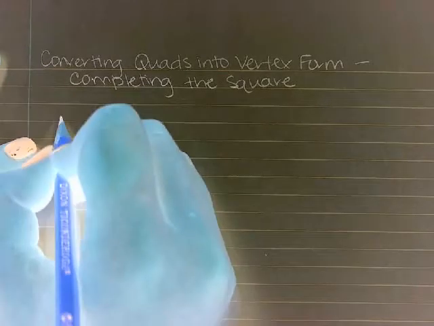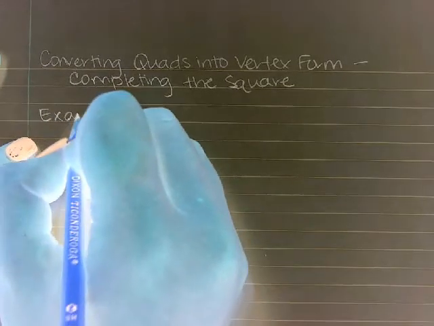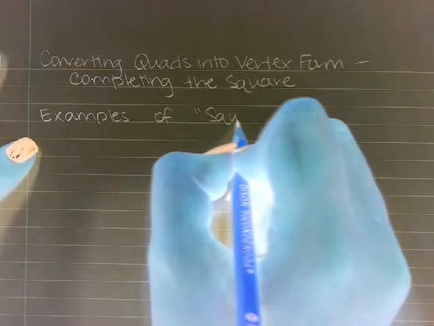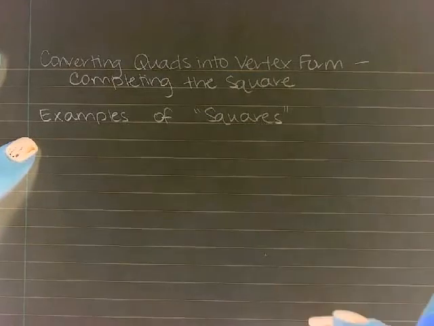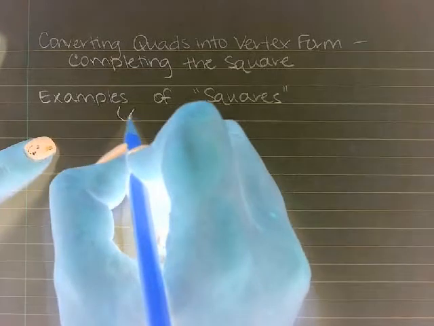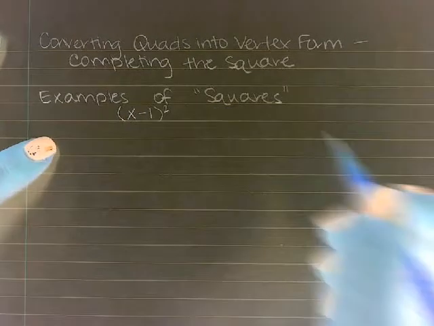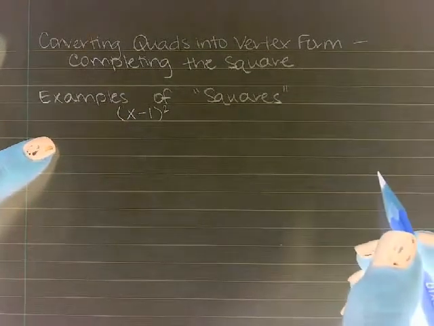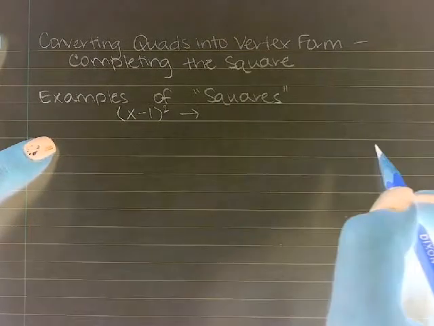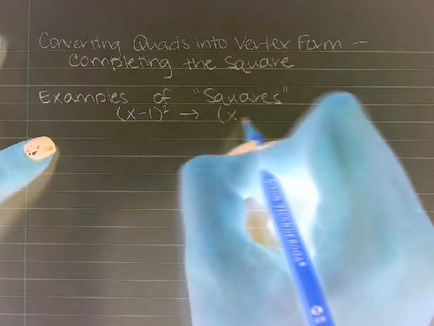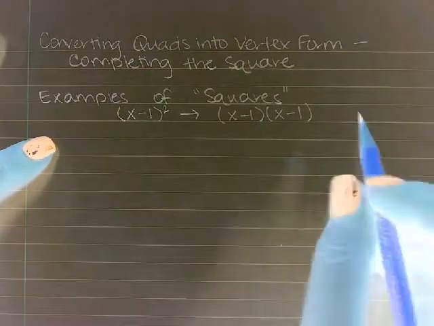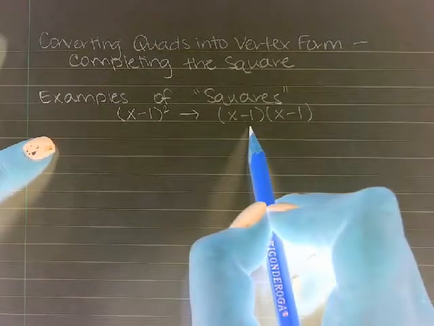So here are some examples of squares, because I want you guys to know what I mean when I say we're going to be completing the square. So an example of a square is if I have x minus 1 squared. That's a square because I squared it. What do I mean when I say x minus 1 squared? Yeah, x minus 1 times itself. X minus 1 times x minus 1. And what do I get when I multiply that out?